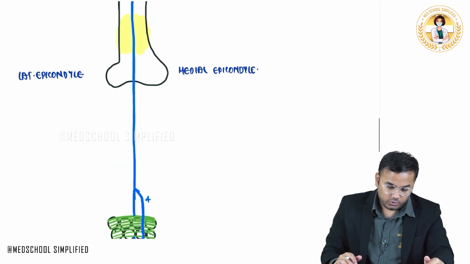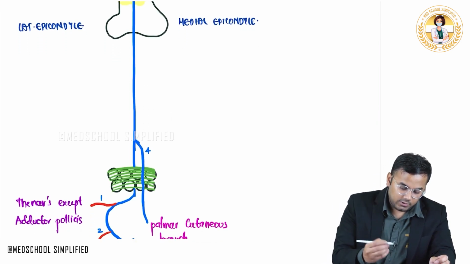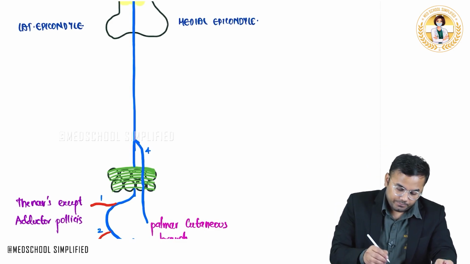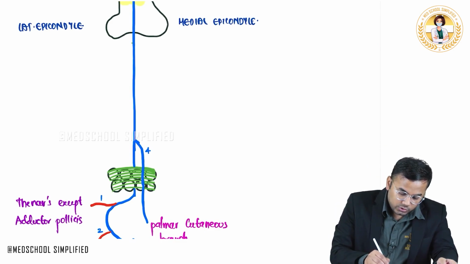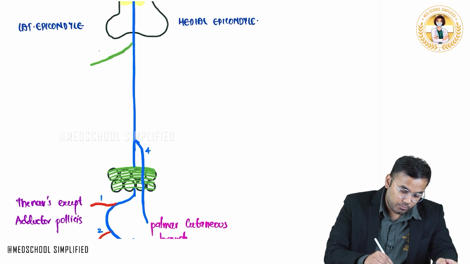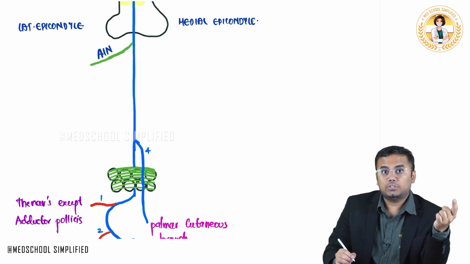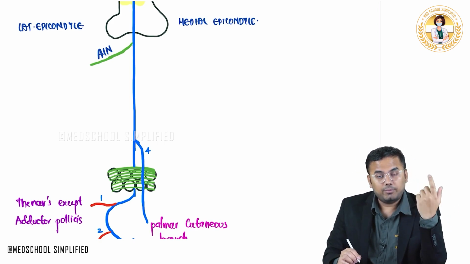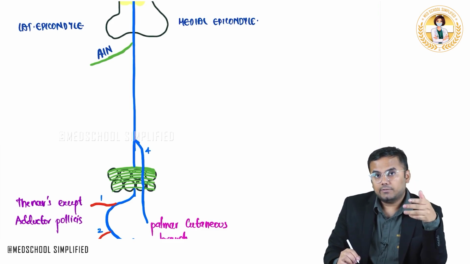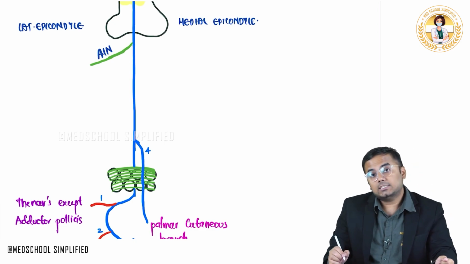What are the important things we can discuss here? The first important thing is that the median nerve gives out a branch. There is one small branch of the median nerve coming out, and this nerve is called the anterior interosseous nerve. A branch of the radial nerve is called the posterior interosseous nerve, which is responsible for finger drop. You remember? Now here a branch of the median nerve is called the anterior interosseous nerve. Where does it supply?